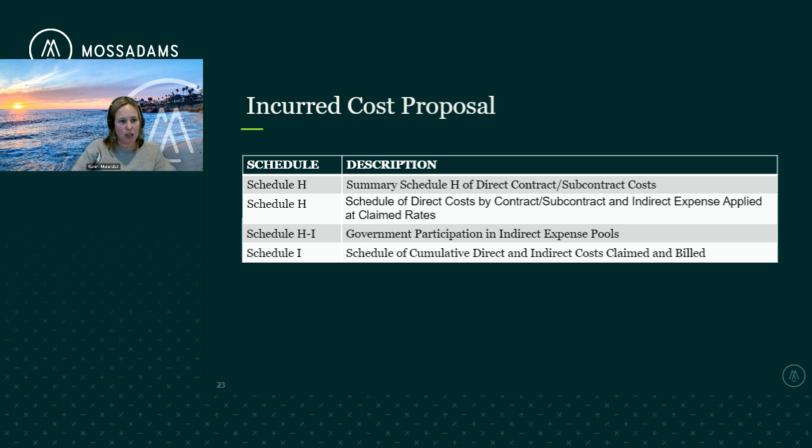The information on that schedule for your cost type contracts is then going to flow to Schedule I, and this is going to be the schedule that reconciles, for your cost plus contracts, all of the costs that you've incurred during the year versus what you've billed the government during the year using those provisional billing rates that were previously approved.